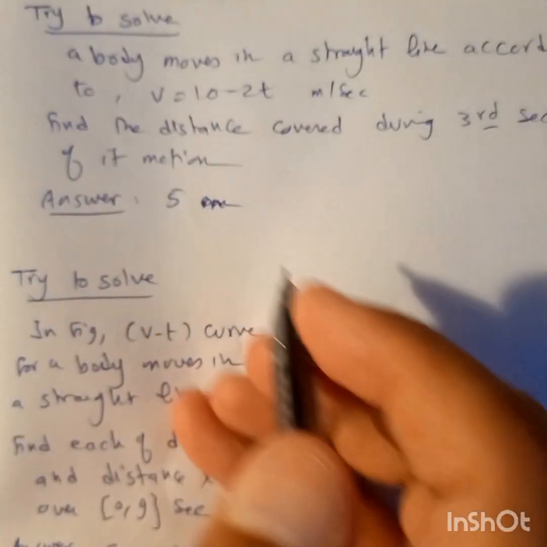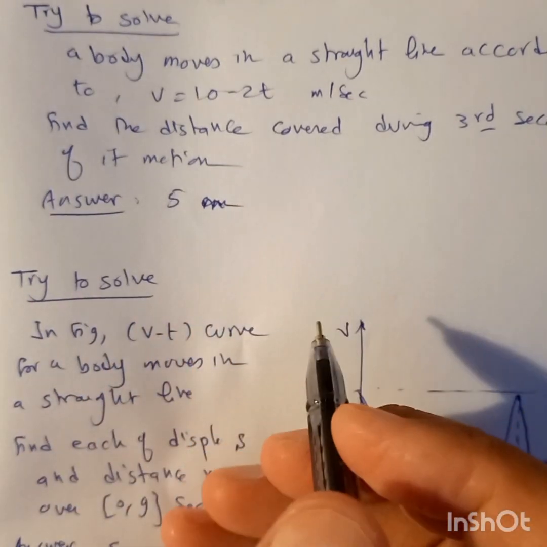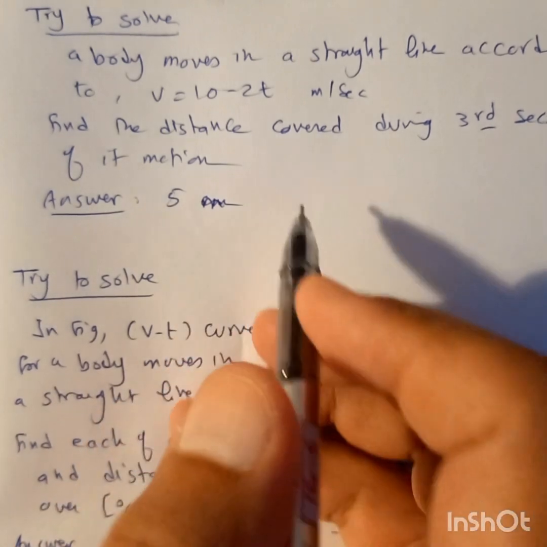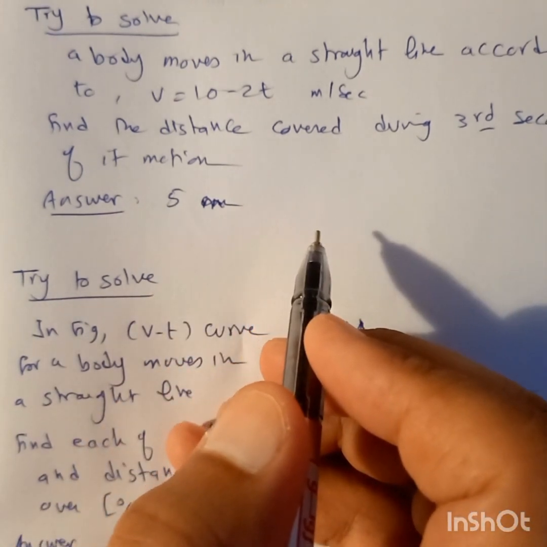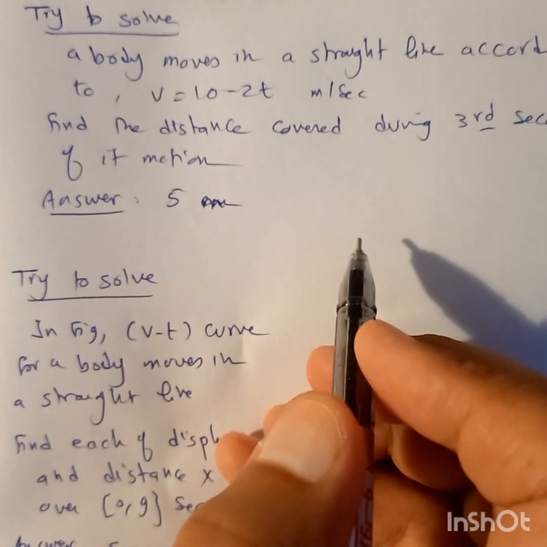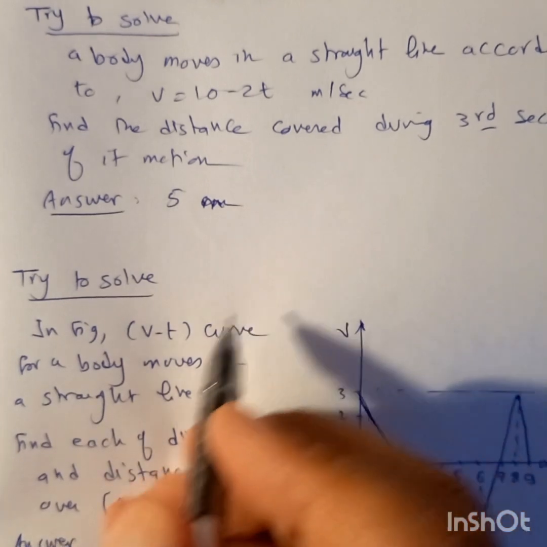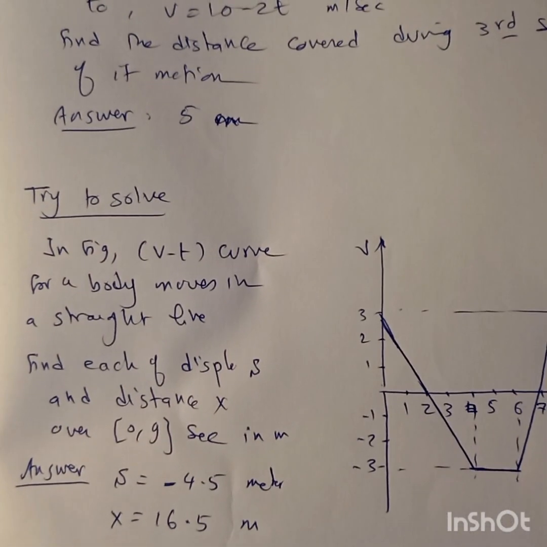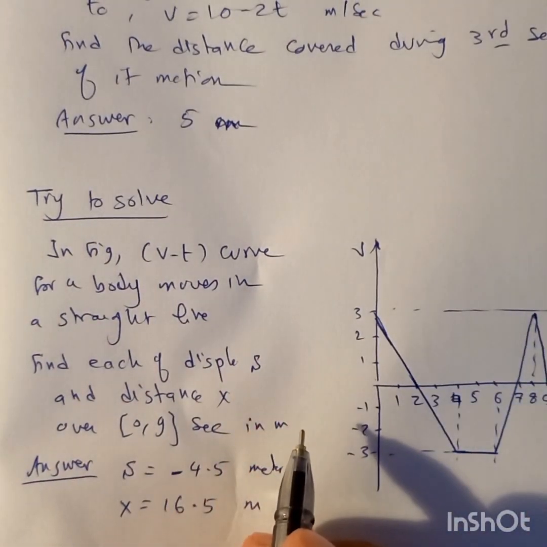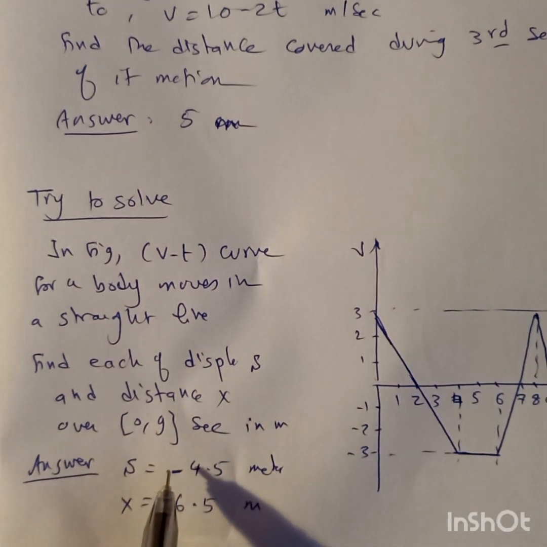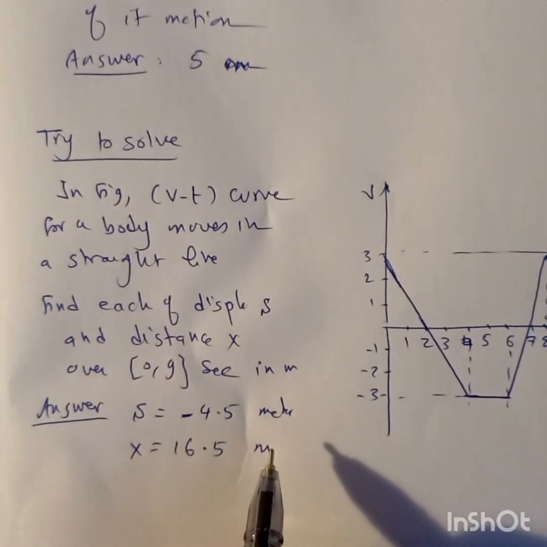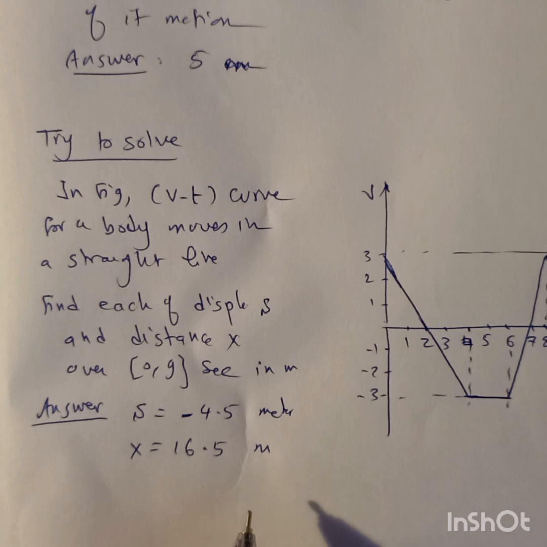Now it's time to check your understanding by trying to solve the following two problems. A body moves in a straight line according to the relation velocity equals 10 minus 2t meter per second. Find the distance covered during the third second of its motion. The answer is 5 meters. Try to solve. In the figure, the relation between velocity and time for a body moves in a straight line. Find each of the displacement and distance covered over the time interval from 0 to 9 seconds in meters. The answer is displacement is negative 4.5 meter. The distance equals 16.5 meter.